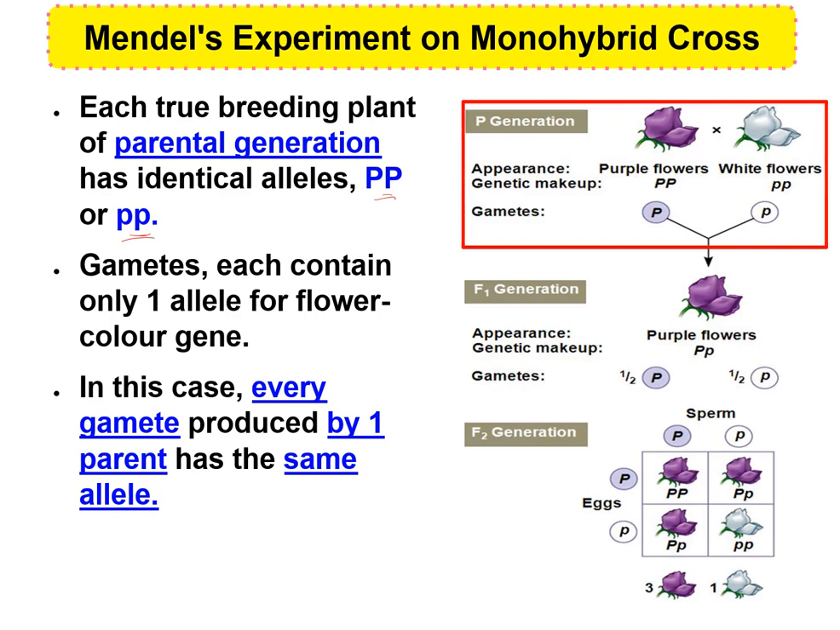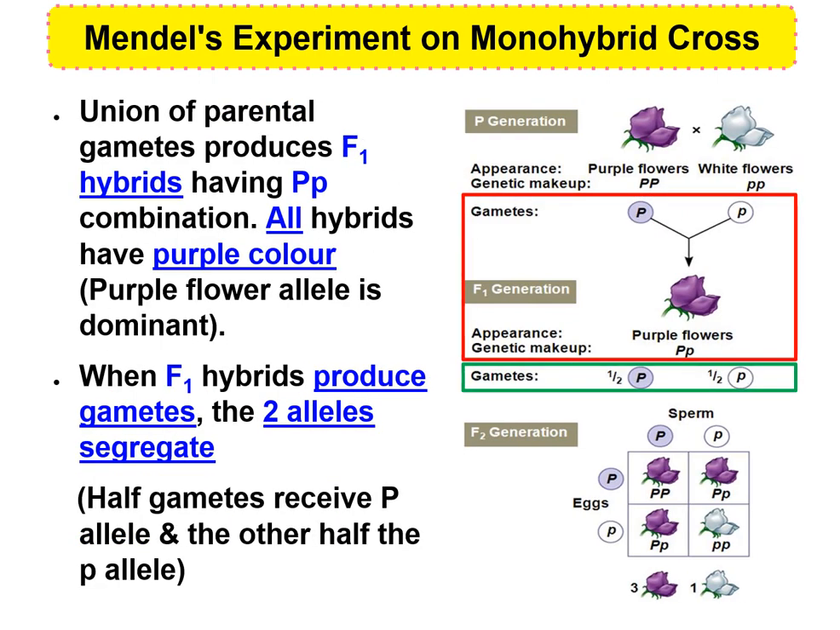Ini kita cerita tentang gene ini sahaja. So every gamete produced by one parent has the same allele. Same allele. Semuanya P besar. Yang putih semuanya P kecil. Sebab dia purebred, dia tak ada gamete yang berbeza. The union of gamete produces F1 hybrids that have heterozygous genotype, which shows purple colors. All flowers are purple.